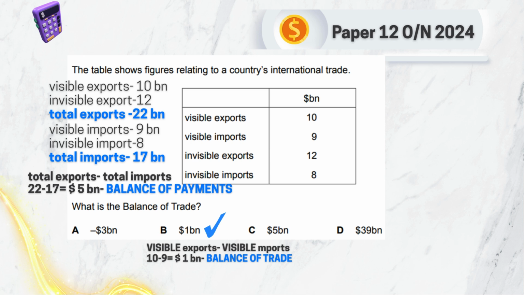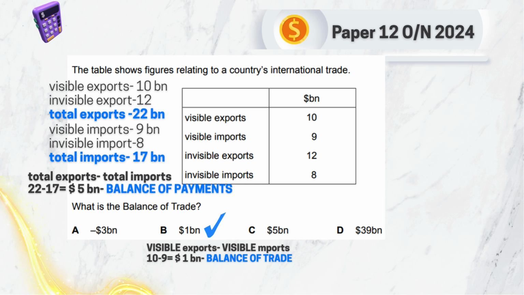You will just focus on the visible products, physical items, exports and imports. Just like here, what is the balance of trade on this item? Take note of the visible exports and visible imports. The visible exports is 10, imports is 9.